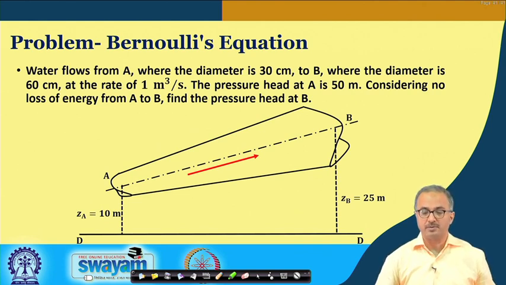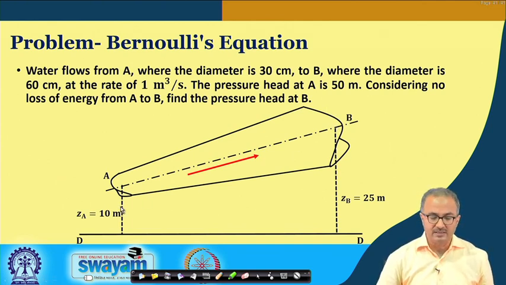Next, we come to another problem where we are going to apply the Bernoulli's equation. In this case, water flows from a point A to a point B, and the diameter of the pipe at the inlet is 30 centimeter, while at the discharge section it is 60 centimeter. The flow rate of water remains constant at 1 cubic meter per second, and the pressure head at point A is 50 meter, and we consider there is no loss of energy from A to B. With this assumption we have to find out the pressure at point B.